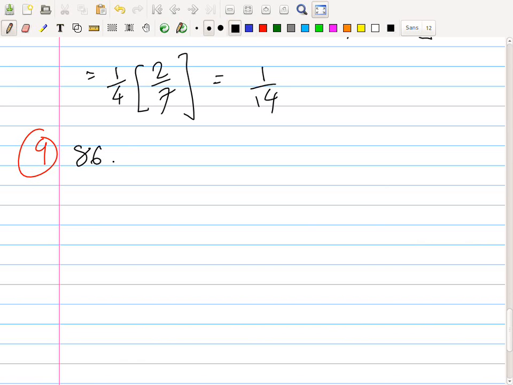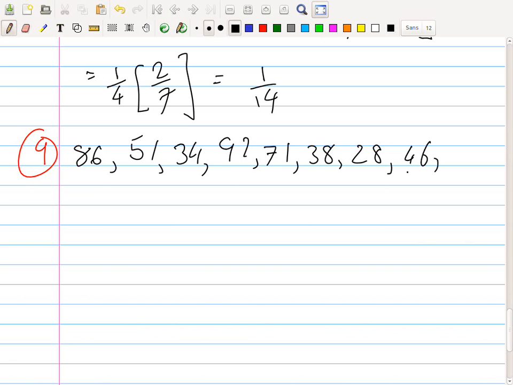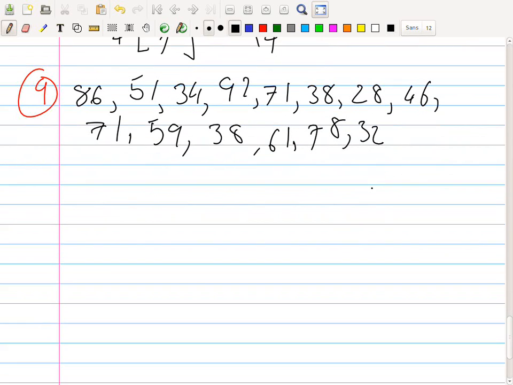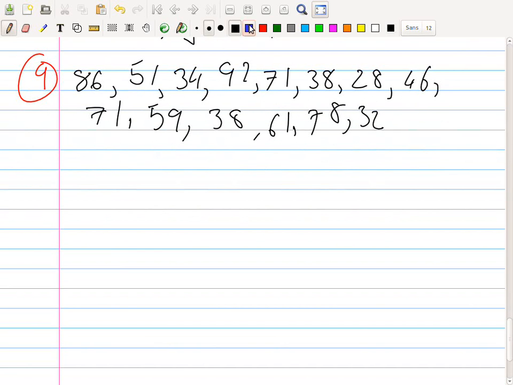86, 51, 34, 92, 71, 38, 28, 46, 71, 59, 38, 61, 78, 32. And he wants the median and interquartile range. So we have to put these numbers in order.